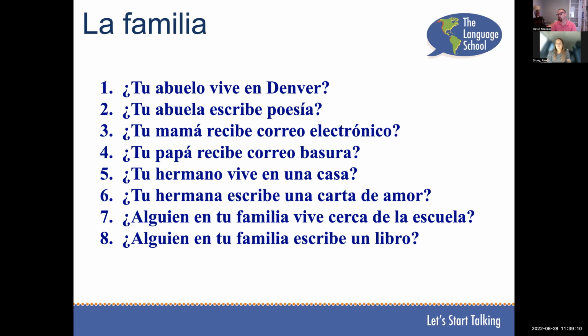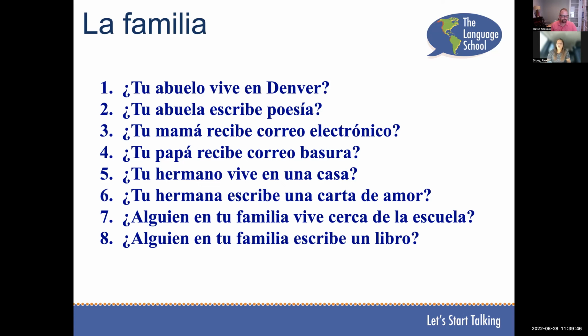¿Tu papá recibe correo basura? No, mi papá no recibe correo basura. ¿Tu hermano vive en una casa? No, mi hermano no vive en una casa. ¿Tu hermana escribe una carta de amor? No, mi hermana no escribe una carta de amor.